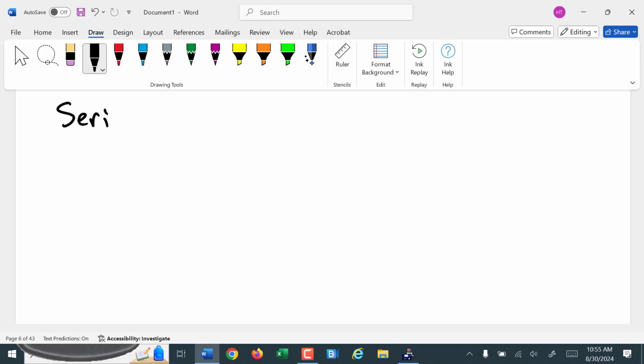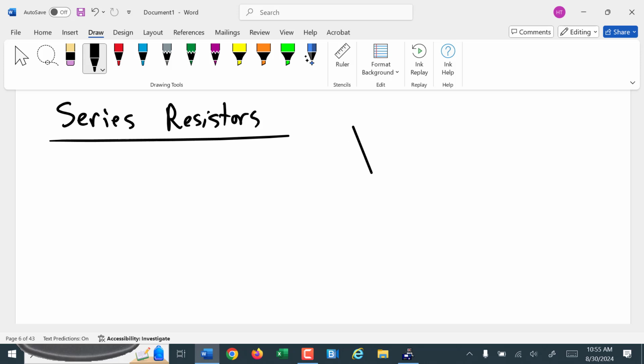All right. So the next part's the part where I can go wild a little bit. Circuits with more than one resistor. There are two different ways to combine resistors in a circuit. One is in series.